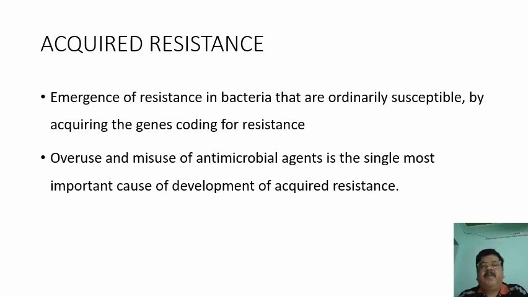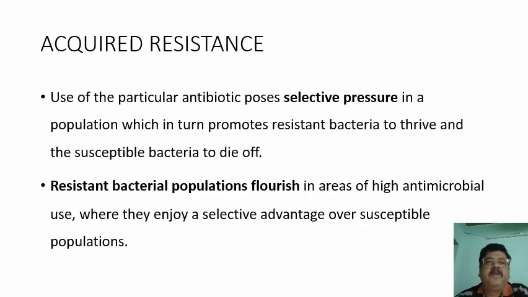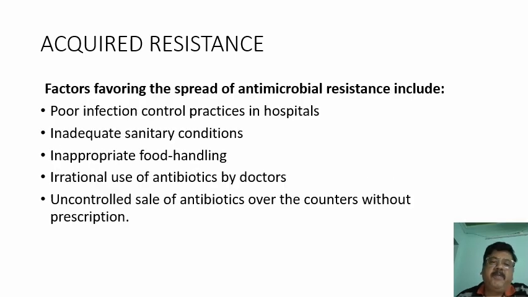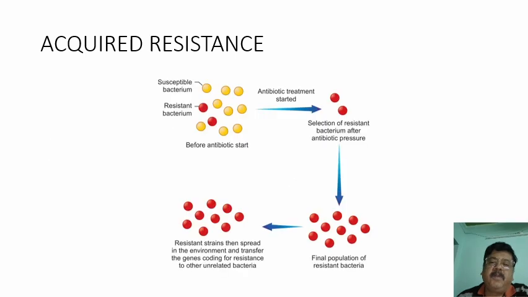Overuse and misuse of antimicrobial agents is the single most important cause of development of acquired resistance. So use of particular antibiotics gives selective pressure in the population, and the resistant bacterial population flourishes. So what are the factors which favor this? Poor infection control practices, inadequate sanitary conditions, inappropriate food handling, irrational use of antibiotics by doctors, uncontrolled sale of antibiotics over the counter.